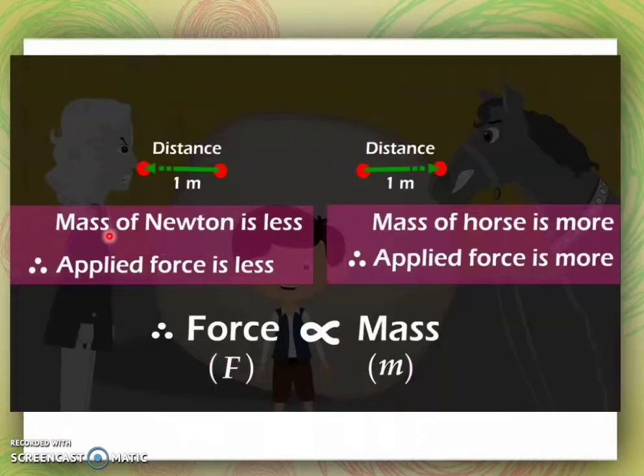Let's continue. Mass of Newton is less, so applied force is less. Mass of horse is more, applied force is more. Force is directly proportional to mass. Uppercase F for force, lowercase m for mass.